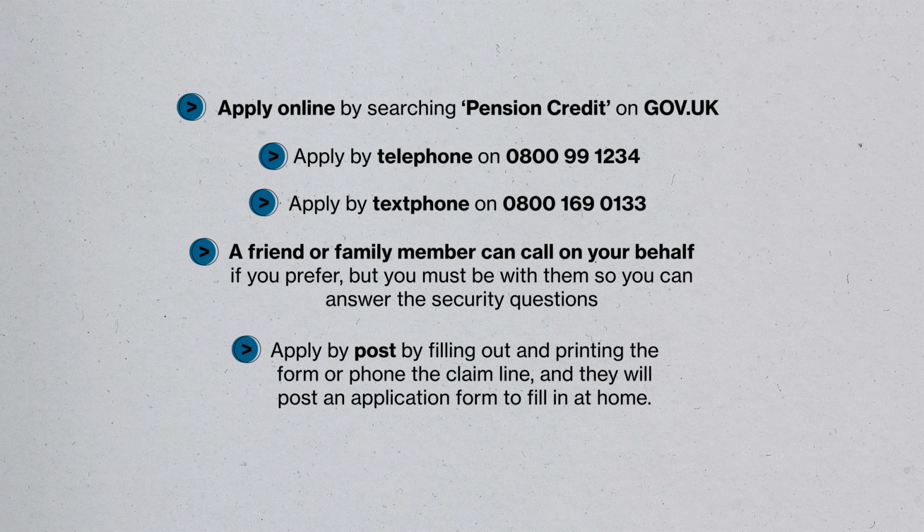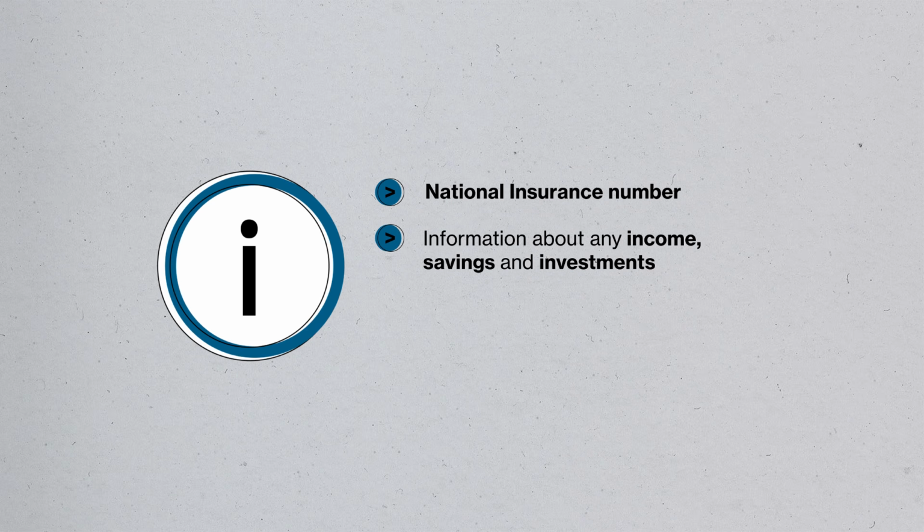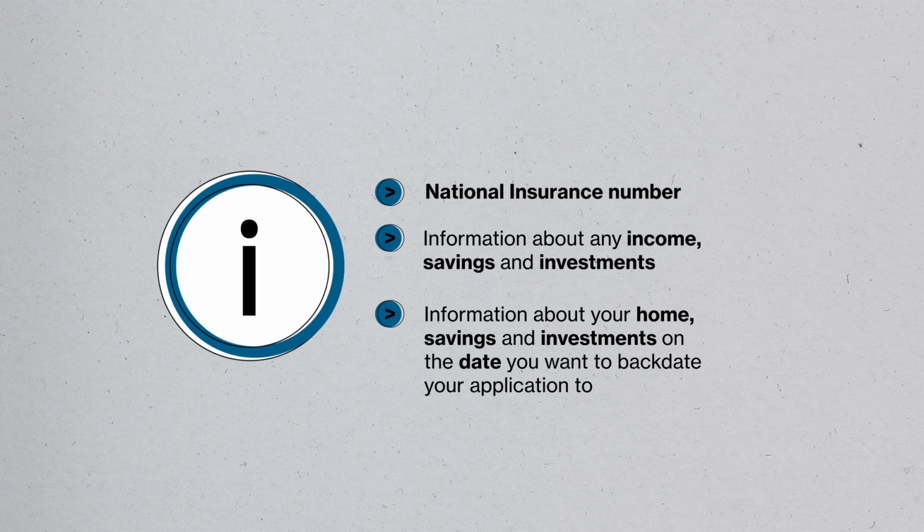Apply by post by filling out and printing the form, or phone the claim line and they will post you an application form to fill in at home. Before you make an application, you will need the following information about you and your partner if you have one. National insurance number. Information about any income, savings and investments you have. Information about your home, savings and investments on the date you want to backdate your application to.